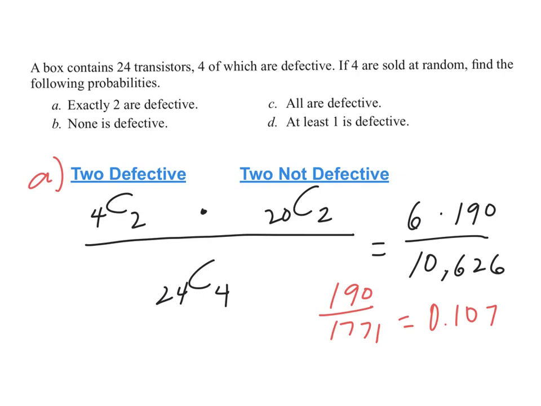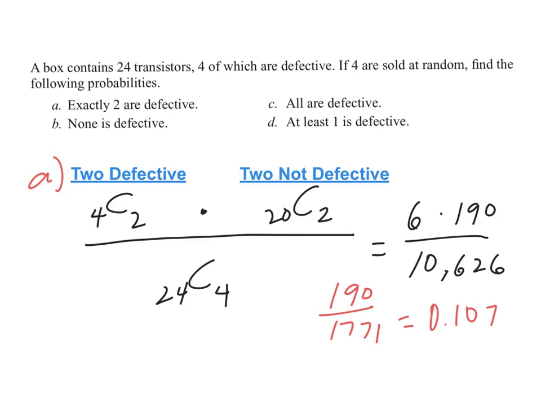0.107. How many had that? Raise your hand if you had that. Okay, so it's like 10% of the time you're going to get exactly 2 defective, which is pretty low. Which is why businesses continue to put defective items in boxes to sell you, because the chances of you getting 2 bad ones is pretty low.